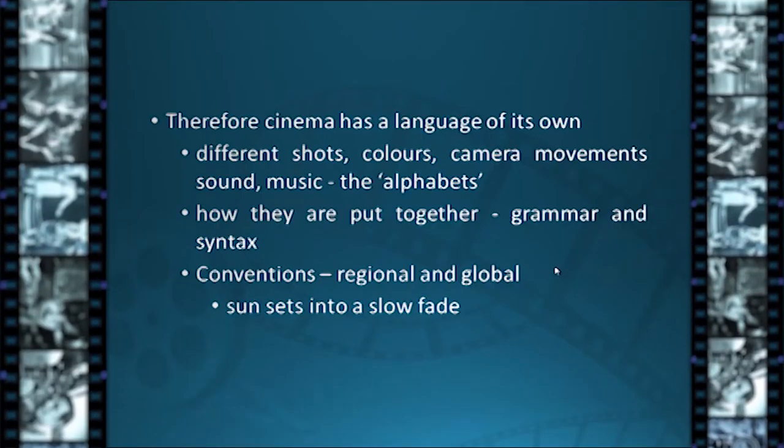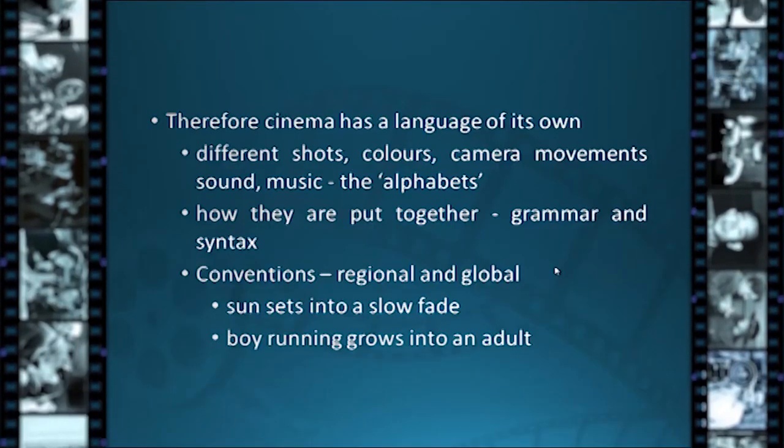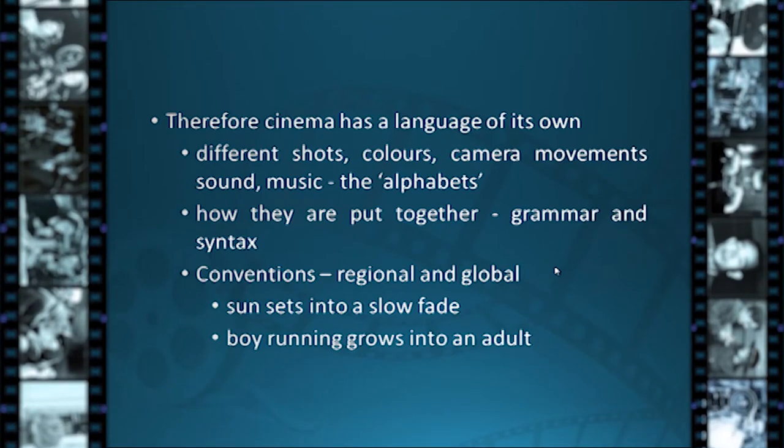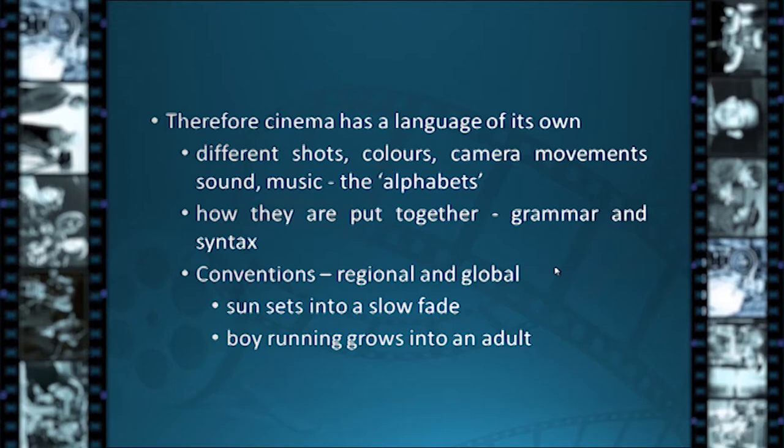For example, if you want to show the passage of time, you would see that the sun is slowly going into a fade out. This automatically communicates to the audience that the day is coming to an end or something new is going to begin. Another example, which is very typical to Indian cinema, is a young boy who is running, you see a close up of his feet, and as he's running, in that motion itself, the boy grows into an adult. Next, we'll be looking at two clips that show two conventions from Indian cinema.